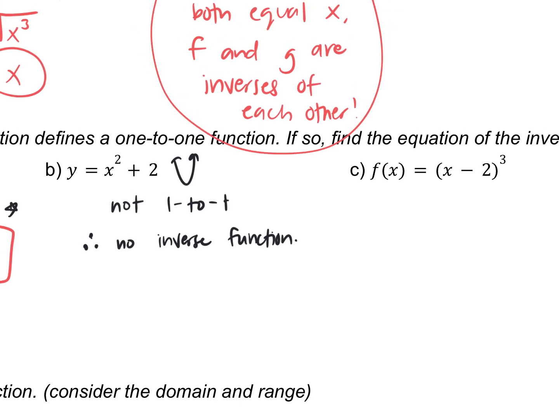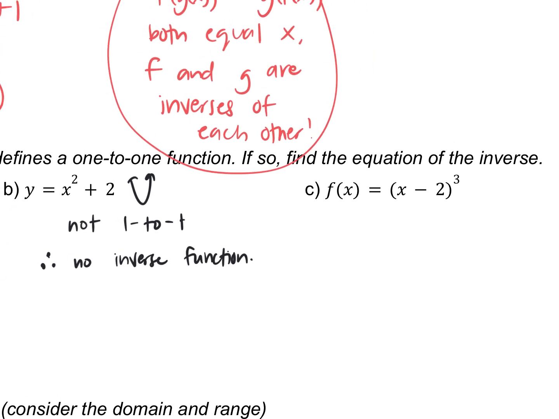Go ahead and try out letter C. Decide whether or not it is 1-to-1, and then find the equation of the inverse and make sure you write it as an inverse, not just y equals. All right. First of all, is this 1-to-1? It's a cube function, right? It's just shifted to the right 2. So yes, it is 1-to-1.